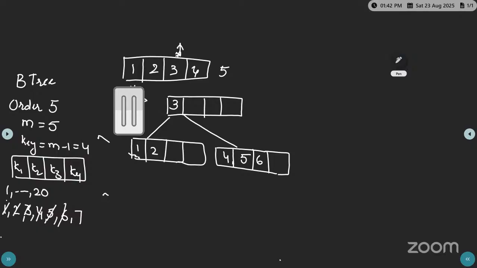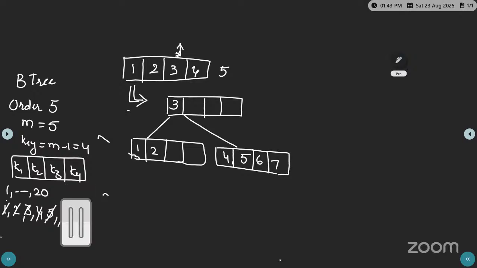And now 4, 5, 6. Any space available to insert 7 here? Any space? Yes, very easy to insert. Now, over. One more new tree is available in your hand: 4, 5, 6, 7 inserted.